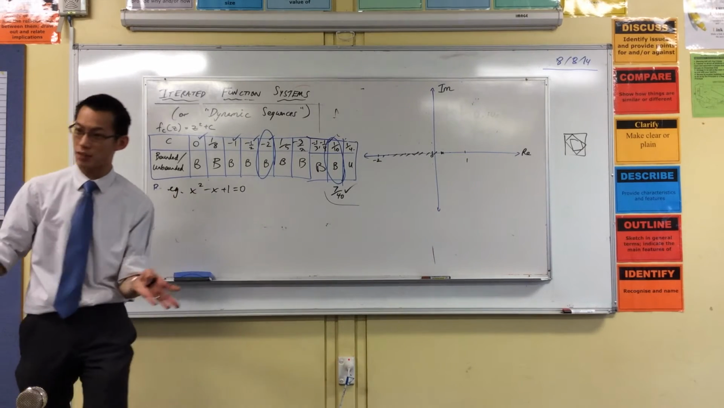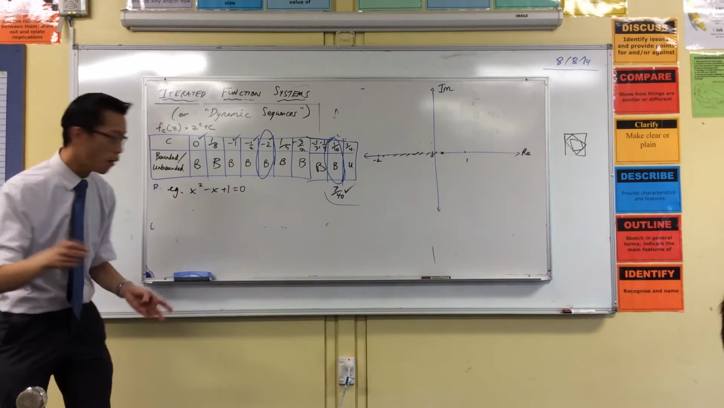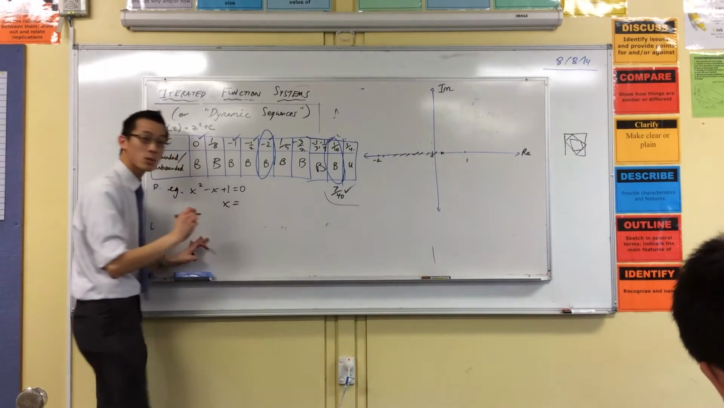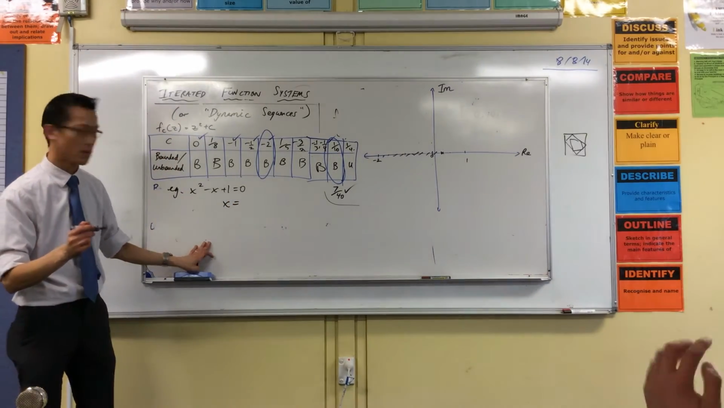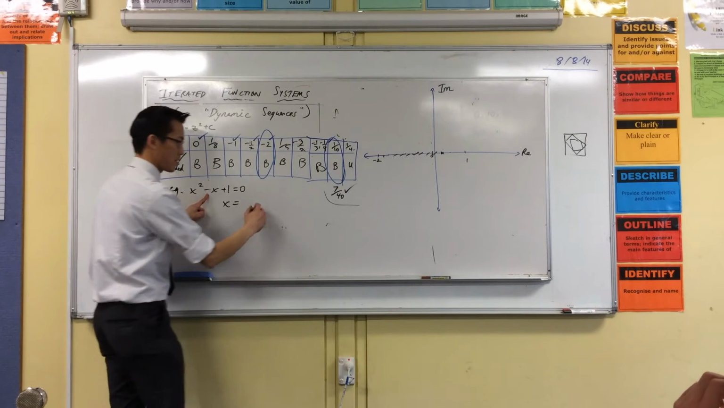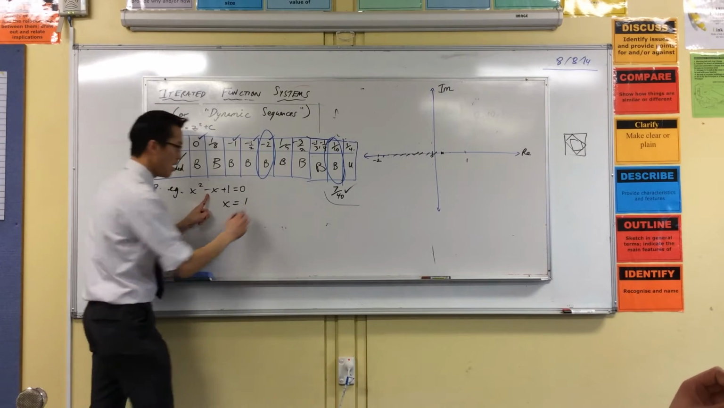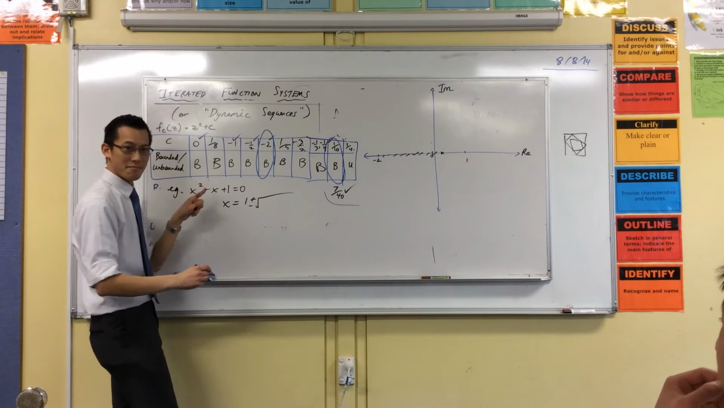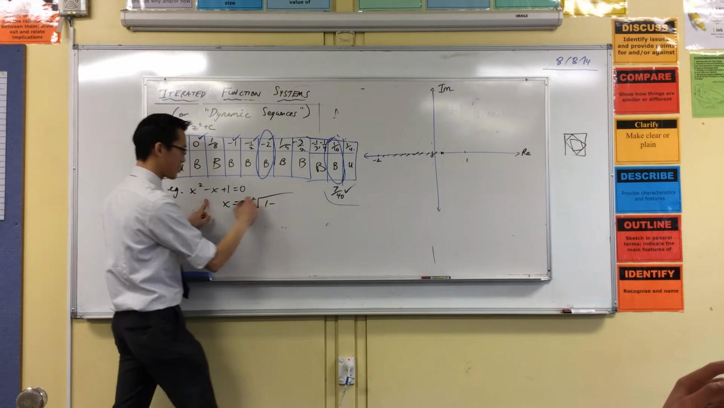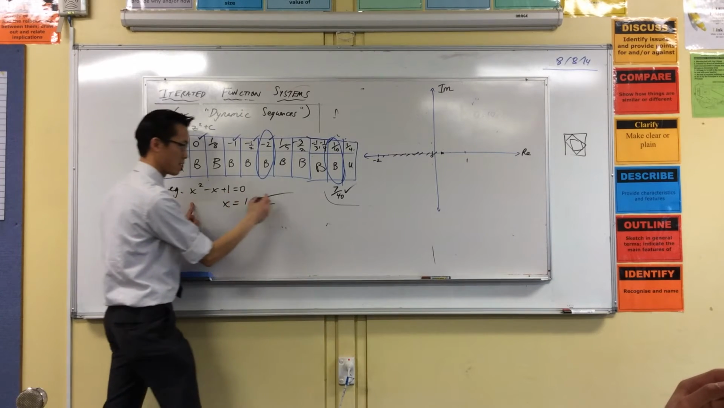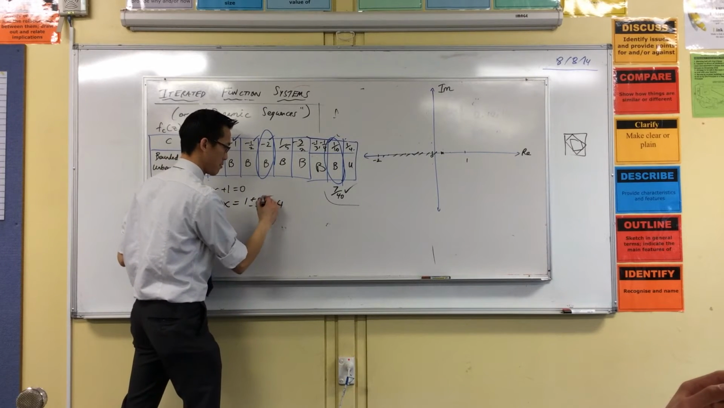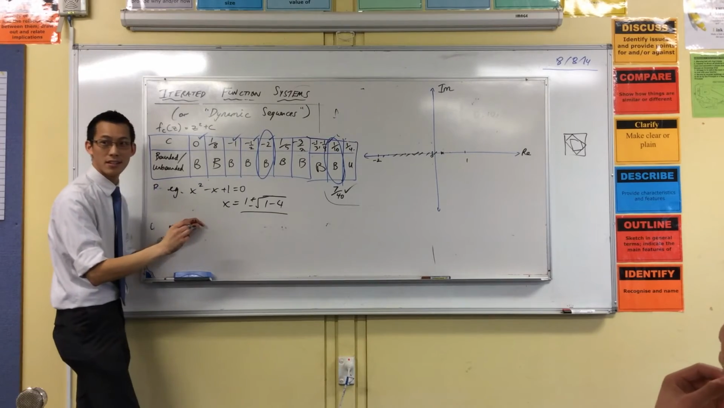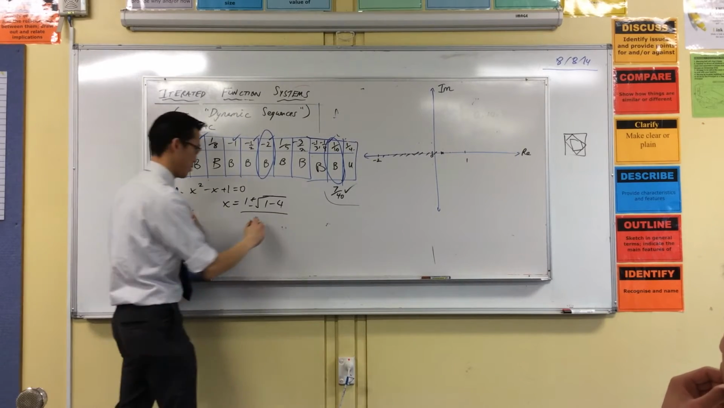So instead, when you can't factorize, what do you do? Use the formula. You've got a formula for this, right? So you say x equals, and then what happens? It'd be minus b, which is 1, plus or minus the square root of b squared minus 4ac, over 2a, which in this case would be 2.